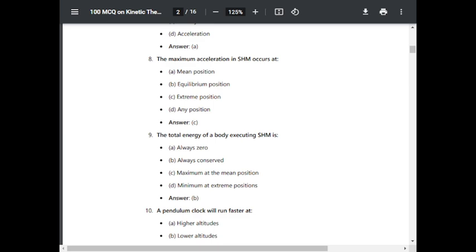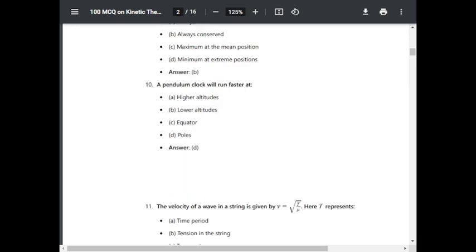Question number 9. The total energy of a body executing simple harmonic motion is: option A always 0, option B always conserved, option C maximum at mean position, option D minimum at extreme position. The correct answer is B. The total energy of a body executing SHM is always conserved. Option B is correct.